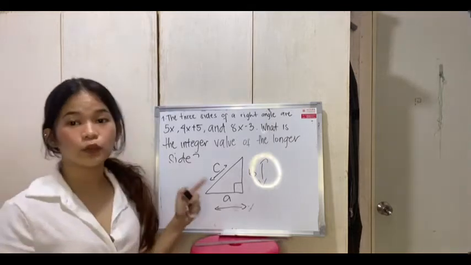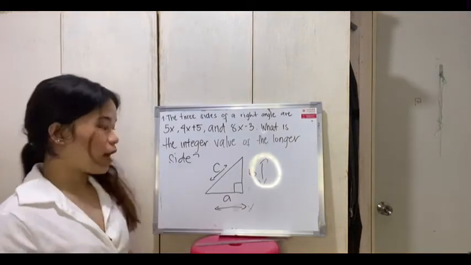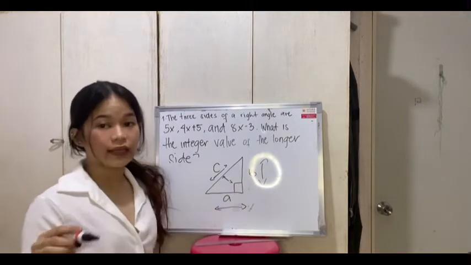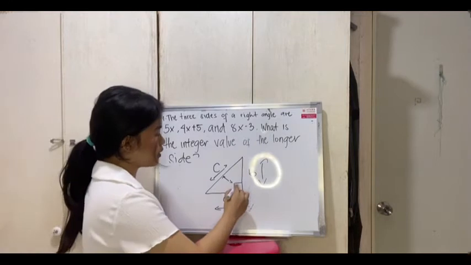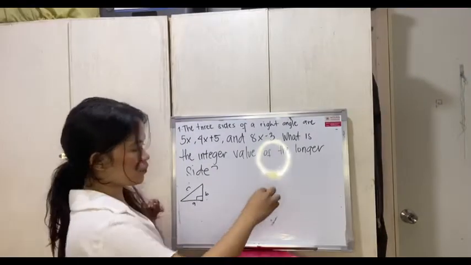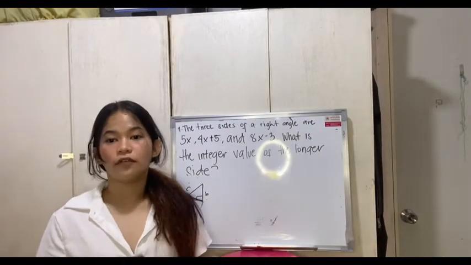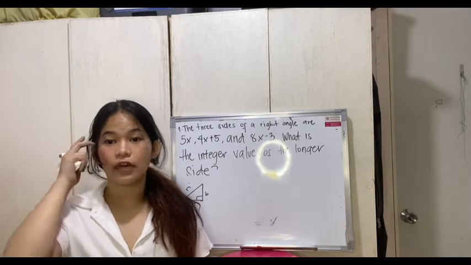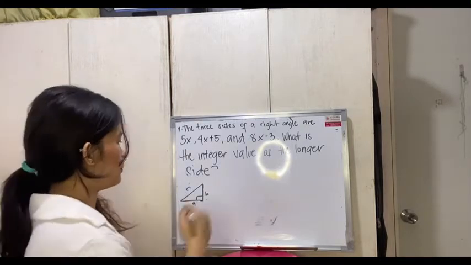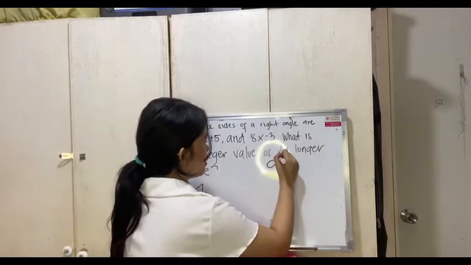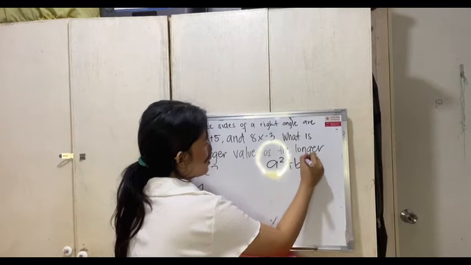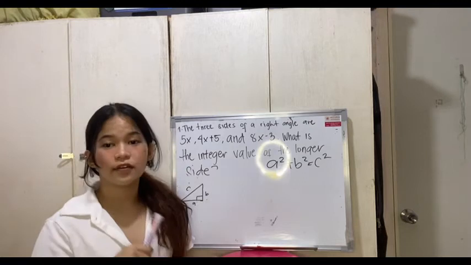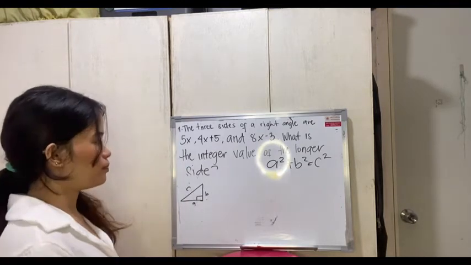The hypotenuse is the longest side of a triangle, which is across from this box that represents the right angle, and that is 90 degrees. Now let's proceed to the formula that will help us calculate the missing side of a right triangle. A squared plus b squared equals c squared. That is the formula that we are going to use.